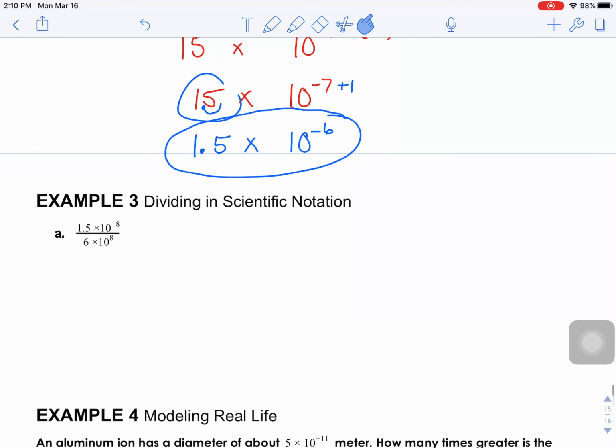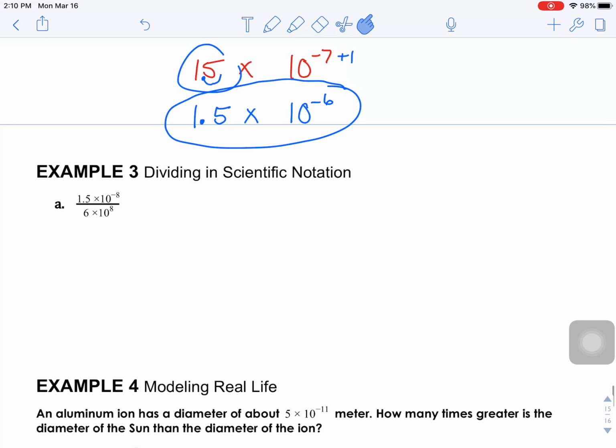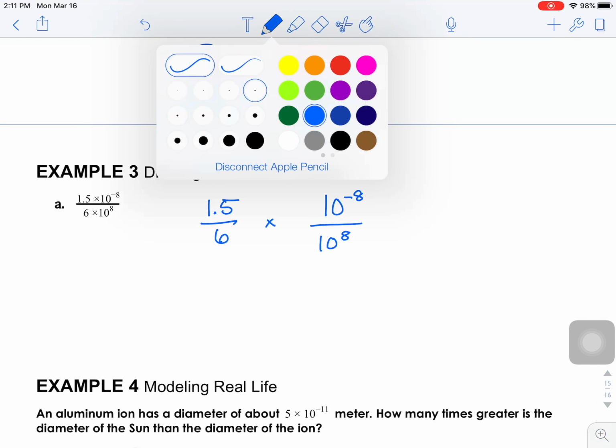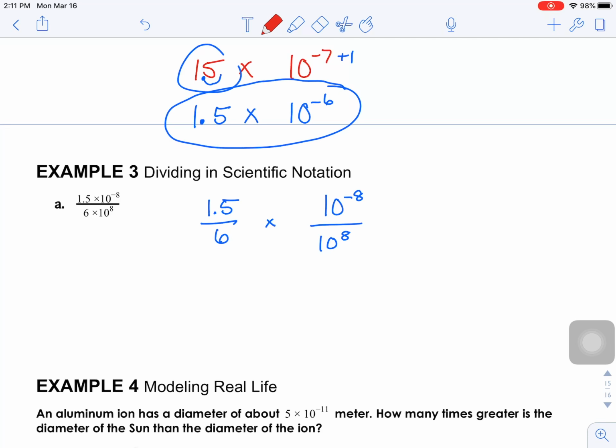All right, same gist for dividing. If I'm dividing in scientific notation, I'm just going to split this up. I'm going to look at 1.5 divided by 6. And then separately, I'm going to look at 10 to the negative 8th divided by 10 to the 8th. If I divide 1.5 by 6, I get 0.25. And then my exponent rule tells me that I need to subtract. So I get 0.25 times 10 to the negative 16th.